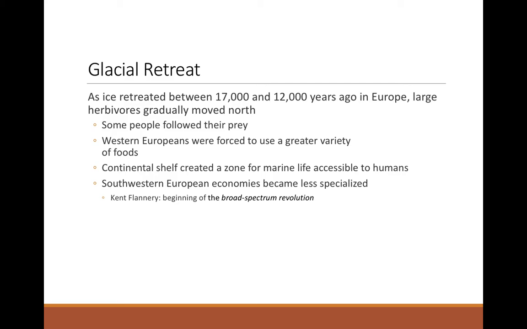We've got the end of the last ice age between about 17,000 and 12,000 years ago. These large megafauna, the herbivores, gradually move north. Some people follow their prey. As they follow their prey, they move into places like the New World. They move into Australia. They move into areas that have completely different suites of animals and completely different kinds of animals available for hunting, completely different resources to work with.